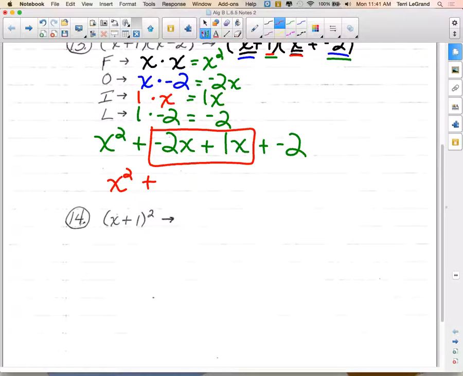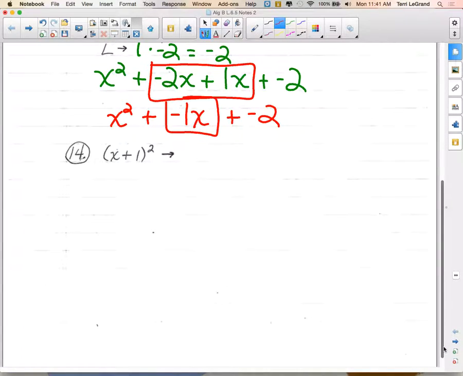So what is negative 2x plus 1x? Negative 1x, plus our negative 2. So we were able to combine the O and the I steps because they were like terms. Typically, we can do that. Not always, but typically, especially when there's only one variable involved.